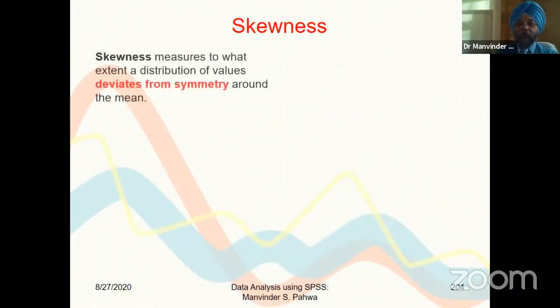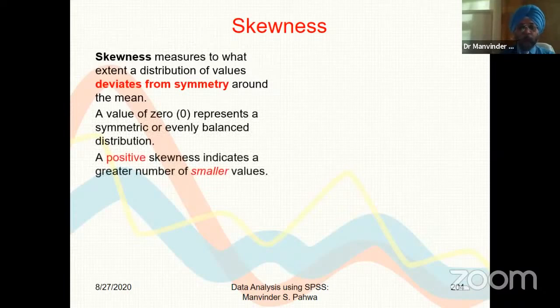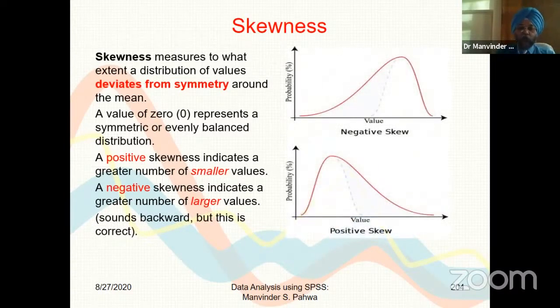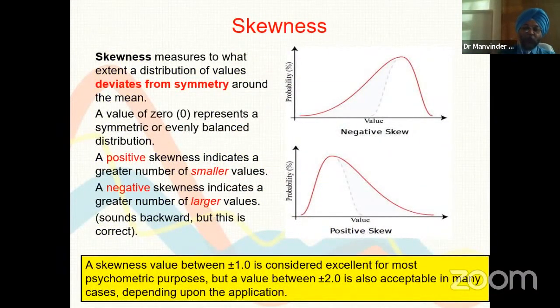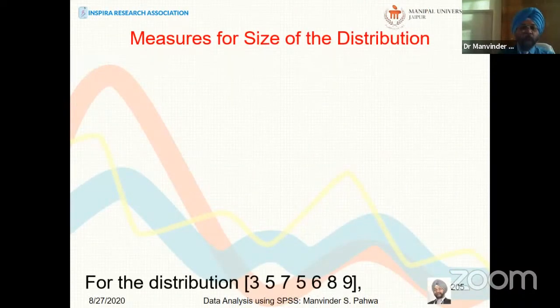Skewness measures to what extent the distribution of the values deviates from symmetry around the mean. A value equal to 0 represents a symmetric or evenly balanced distribution. A positive skewness indicates a greater number of smaller values, and negative skewness indicates a greater number of larger values. Okay, it sounds backward, but it is actually correct. A skewness value between plus and minus 1 is considered excellent for most psychometric purposes, and plus or minus 2 is accepted for other purposes also. That is also equally acceptable.